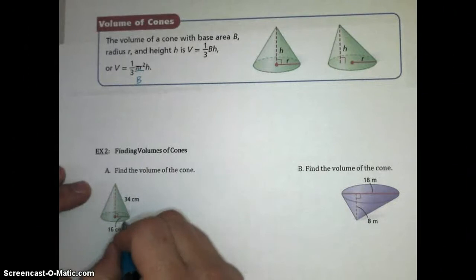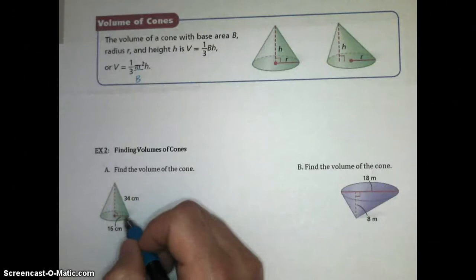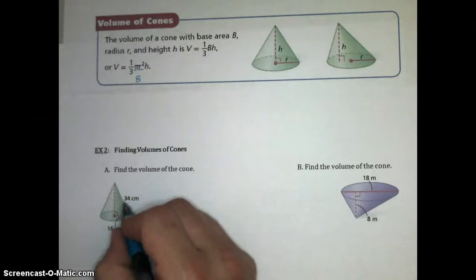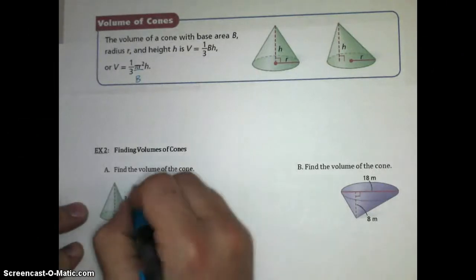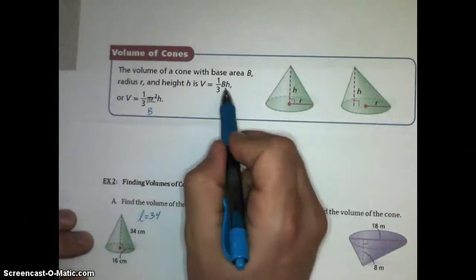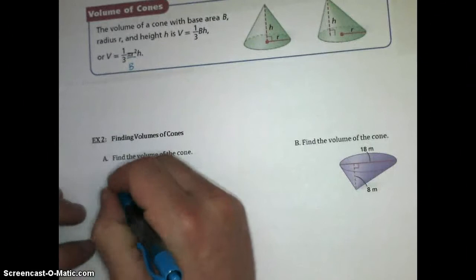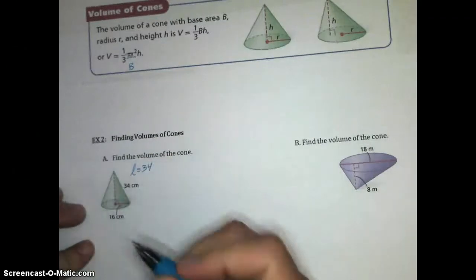But once again, look at what you're given here. 34 is not the height of this cone. What is 34? You should have said that 34 is the slant height. Our volume formula for cones does not use slant height, it uses height. So we need to find this height first. The tricky part with this problem is finding that height measurement first.